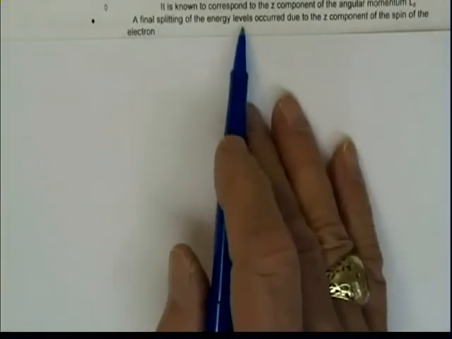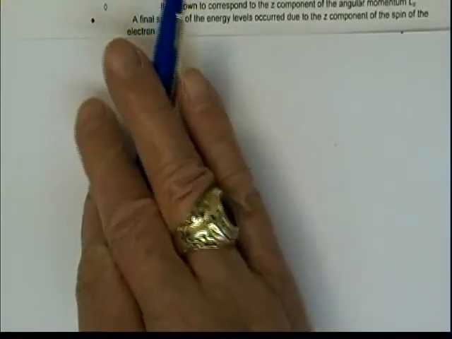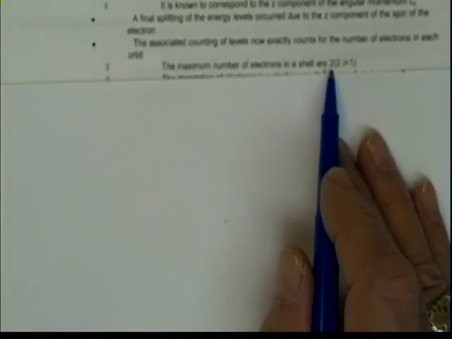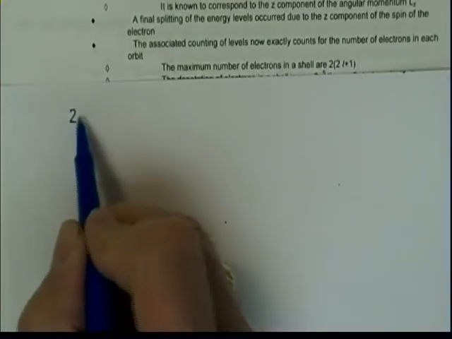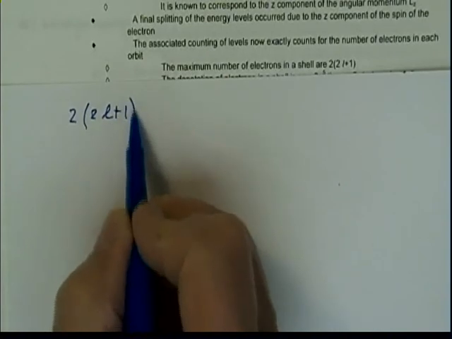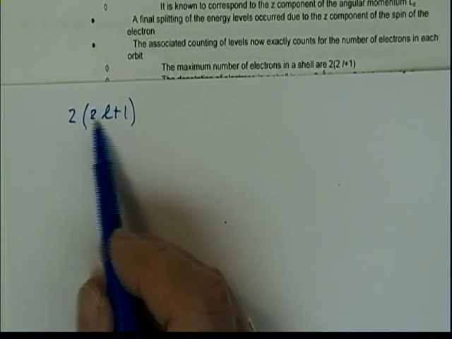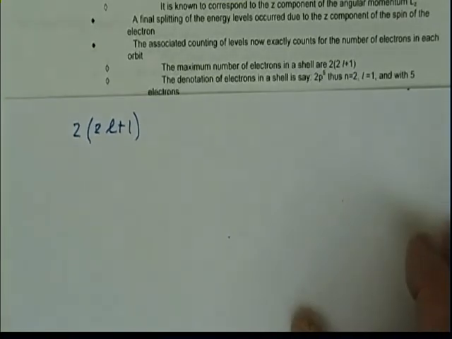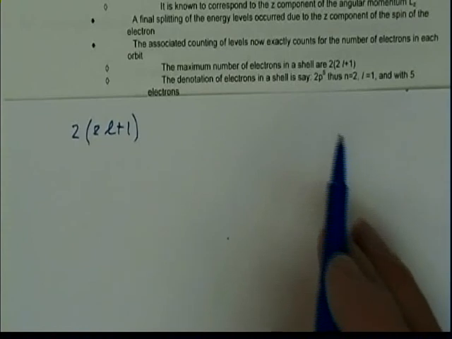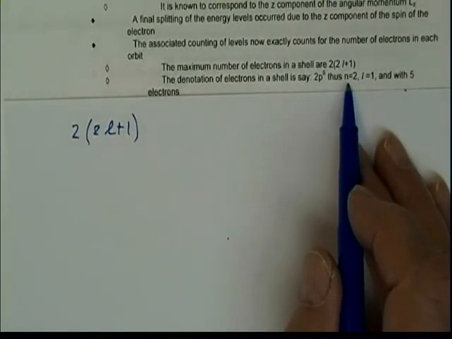Then we have a final splitting of the energy levels that's associated with the spin of the electron, because the electron can spin up or it can spin down. So that gives us 2 more of those. So now we can say, how many orbits do we have? Well, the maximum number of electrons in a shell is 2 times 2L plus 1. This comes from the 2 of the spin up and spin down, and we have 2L plus 1 that can go in those orbits.